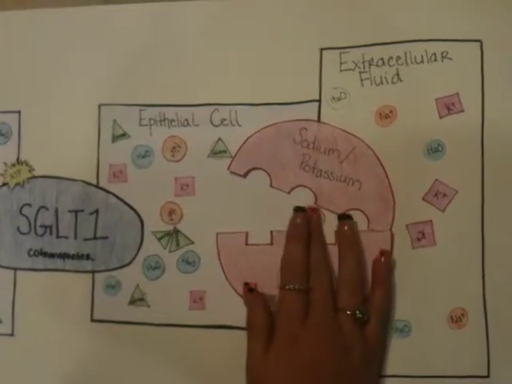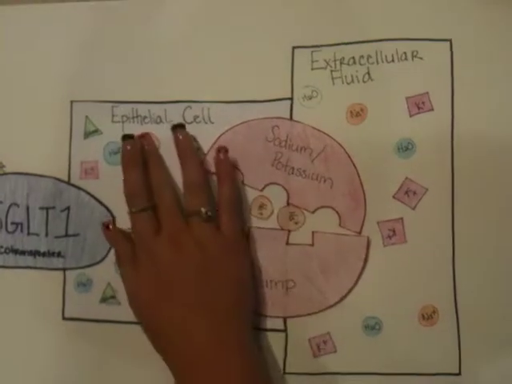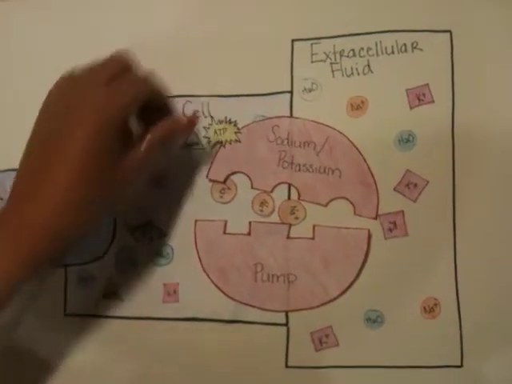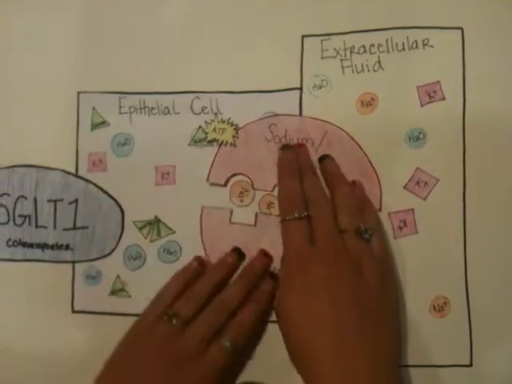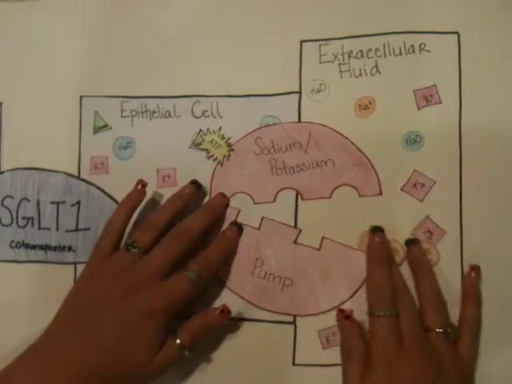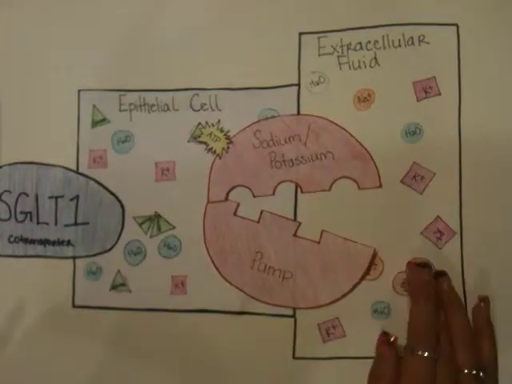Sodium enters the pump and binds with it, and then once again ATP is used and allows the pump to phosphorylate, changing its shape and allowing the sodium to enter the extracellular fluid.